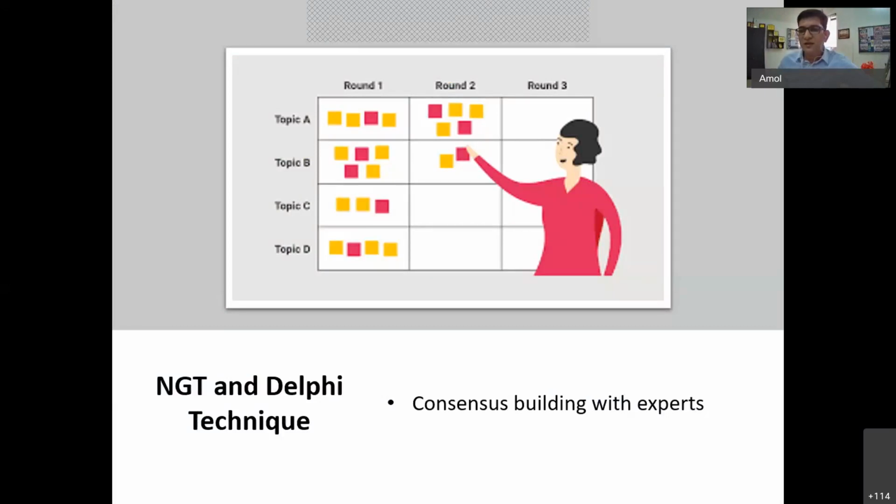It is based on the assumption that wisdom lies with the group, and you run round one, round two, round three, and so on. And you can use this technique not only for consensus building with educational experts, but also in your profession to build consensus on professional guidelines, consensus on treatment guidelines.